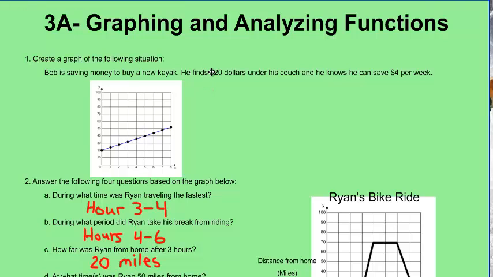Here we can see that since Bob finds $20 under his couch, our graph should start at 20. Since he's saving $4 per week, it should be going up 4 each time. So we should have the points (1, 24), (2, 28), (3, 32), and so forth. If you have a graph that looks like this, and you included a title and labels along both axes, you have a correct graph that would get you full points on the test.